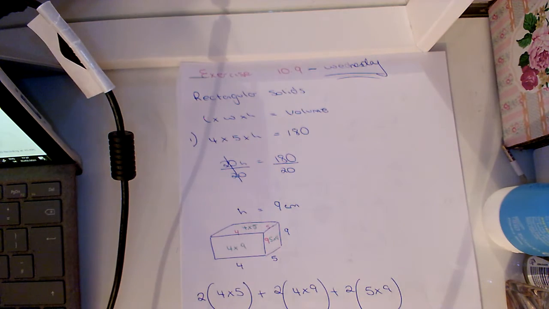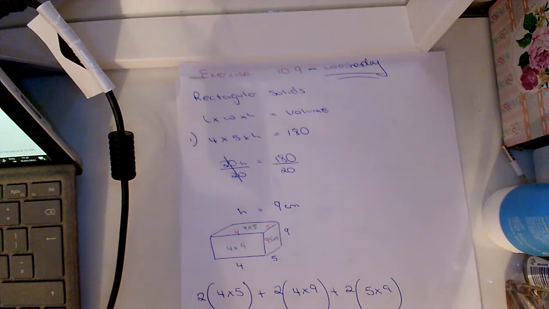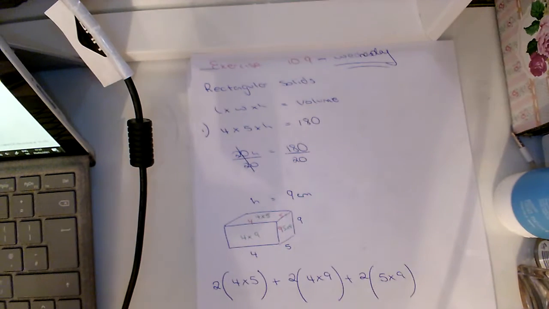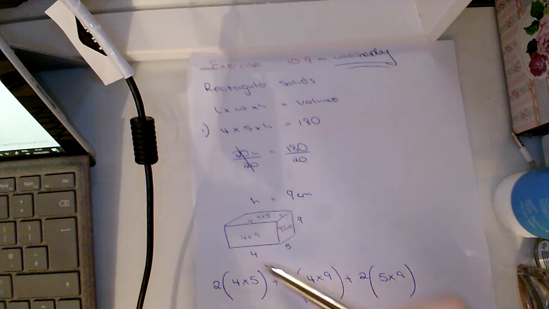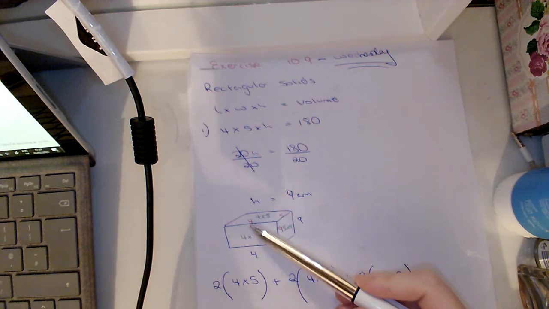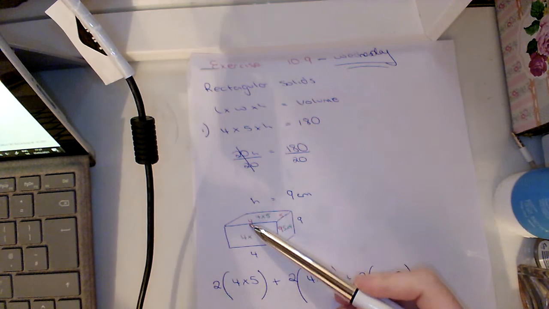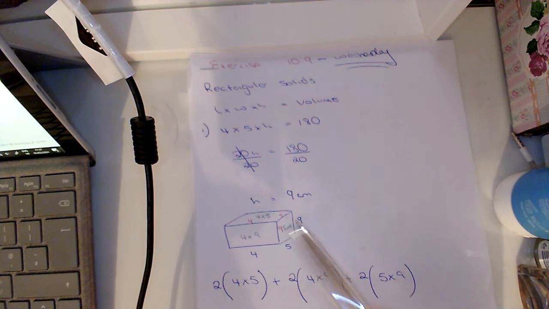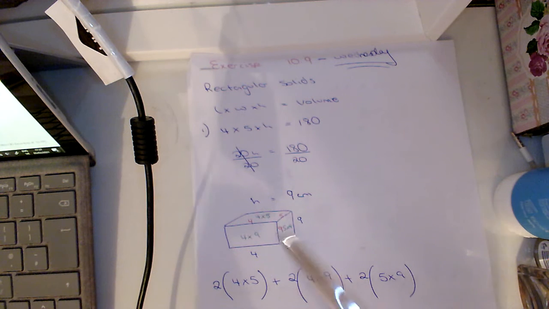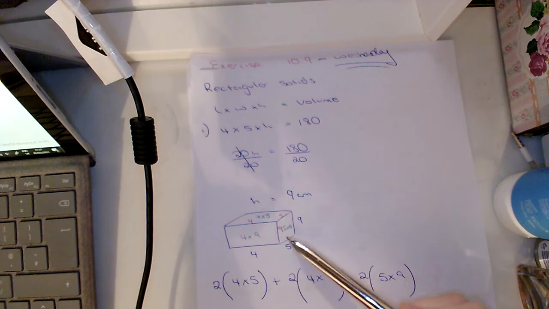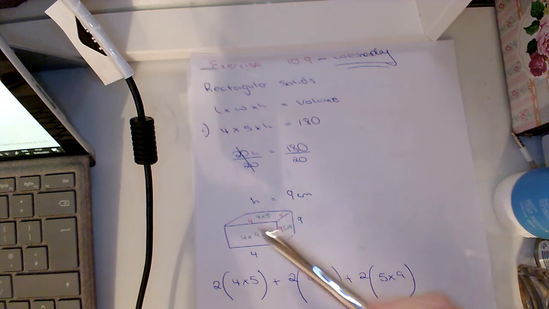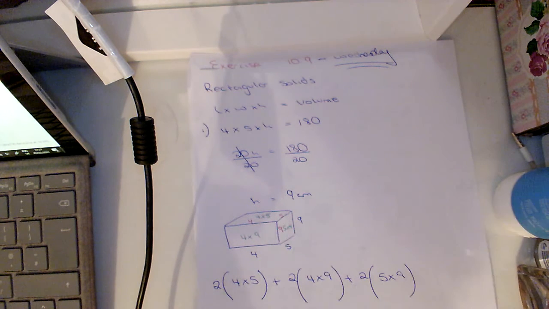To get the surface area then, I drew out a rough diagram. So I have here, my length was 4, my width is 5, my height is 9. So if this is 4 here, that means up here must also be 4 because it's a rectangle, opposite sides are equal. If this is 9, that means that over here must also be 9. If this is 5 down here, that means up here must also be 5. Okay, so the area of this rectangle is going to be 4 by 9. The area of this rectangle is going to be 5 by 9. And the area of the top rectangle is going to be 4 by 5.